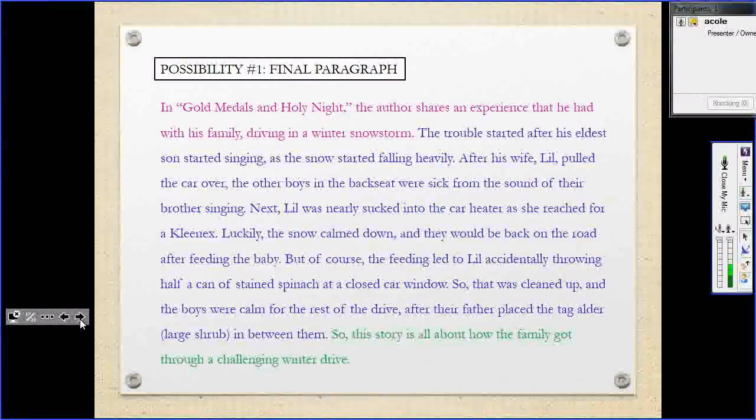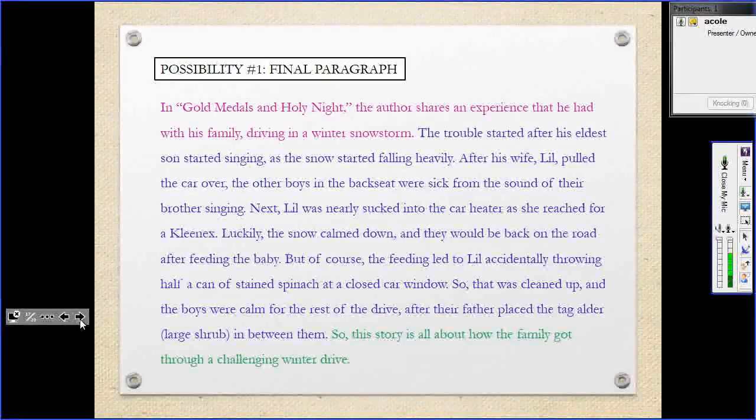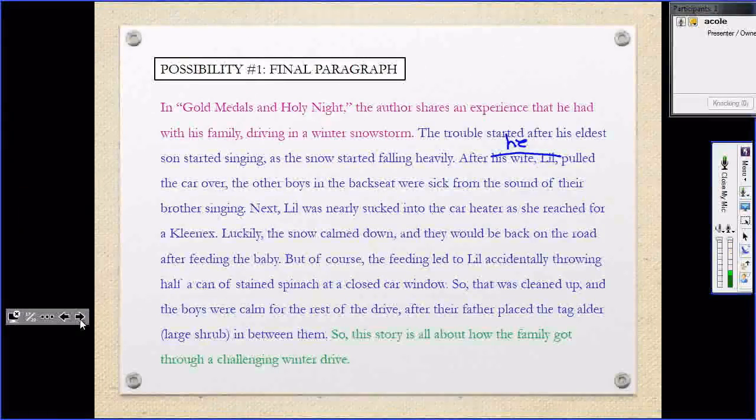In Gold Medals and Holy Night, the author shares an experience that he had with his family driving in a winter snowstorm. The trouble started after his eldest son started singing, as the snow started falling heavily. After he, right, it wasn't his wife, after he pulled the car over, the other boys in the back seat were sick from the sound of their brother singing.